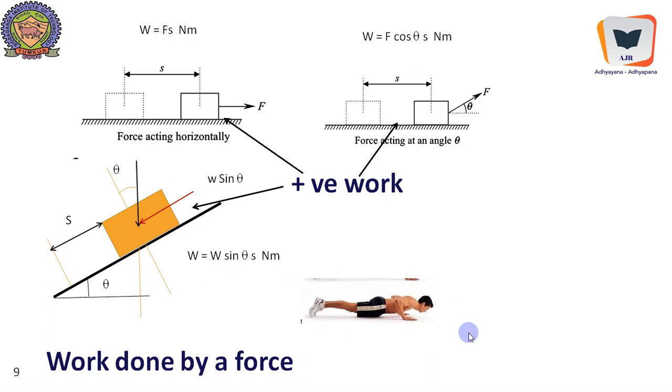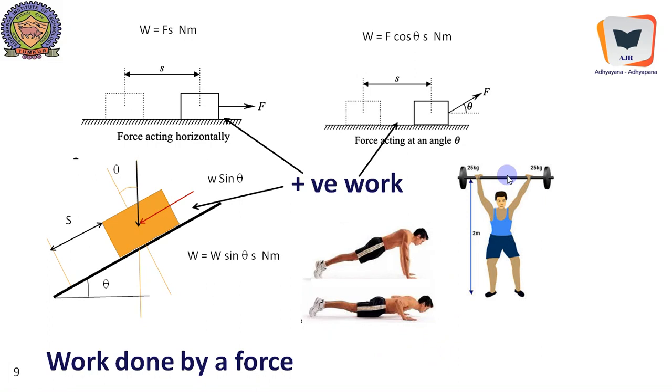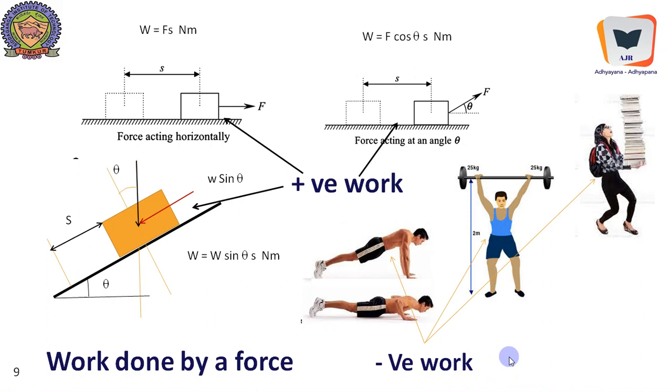This fellow is lifting his body weight upwards while he does the exercise. So it's negative work. And here the weights are lifted up by 2 meters. Therefore, this is again negative work because the weight acts downwards. And here the books are lifted up. It's negative work. There are still a plethora of examples. Of course, these are all very simple examples which help us understand what we mean by negative work.